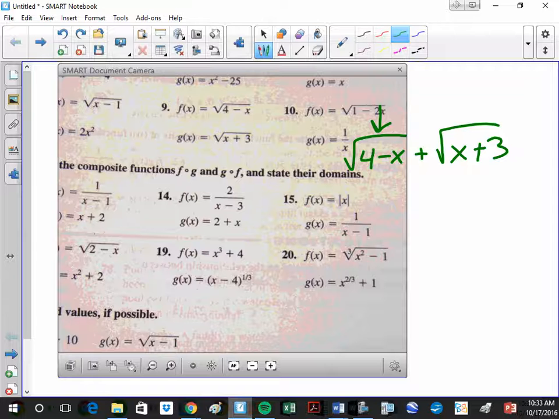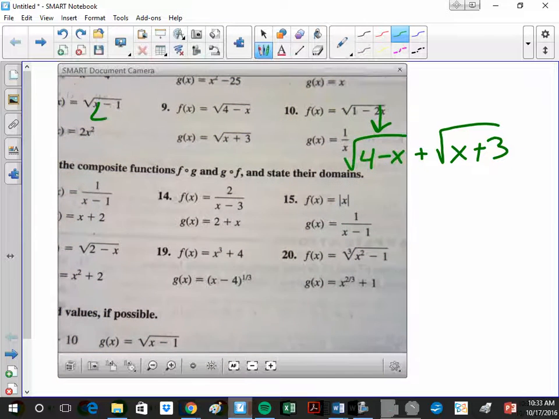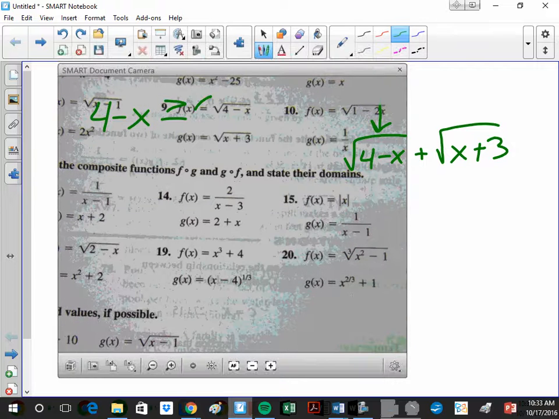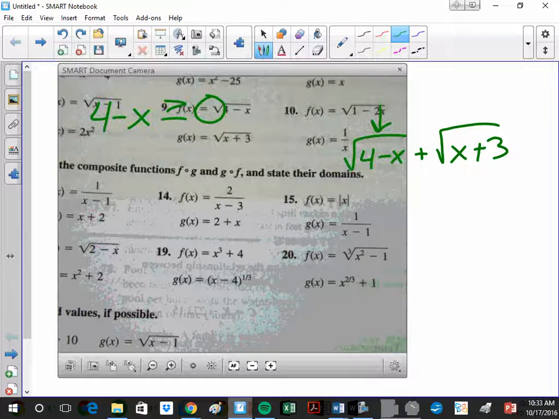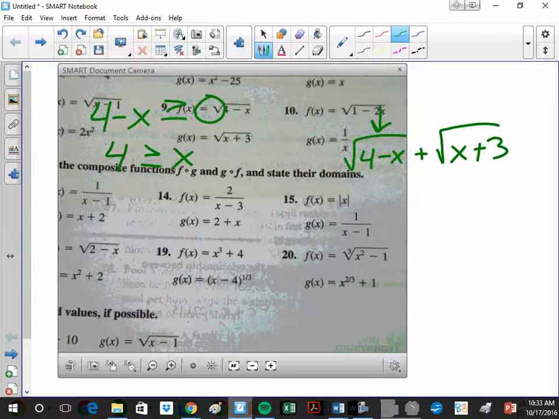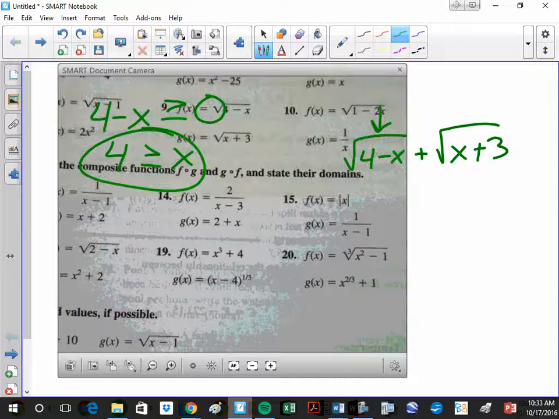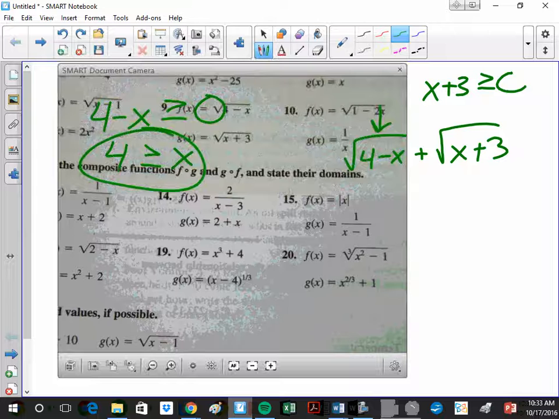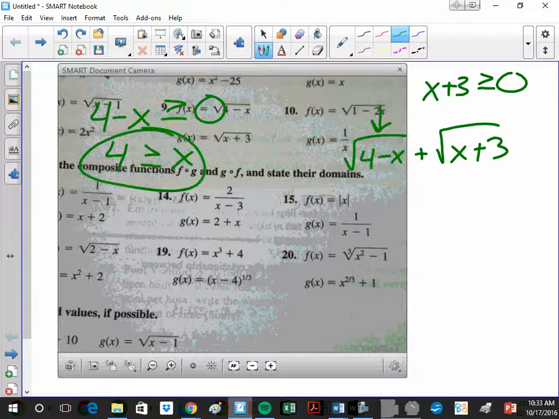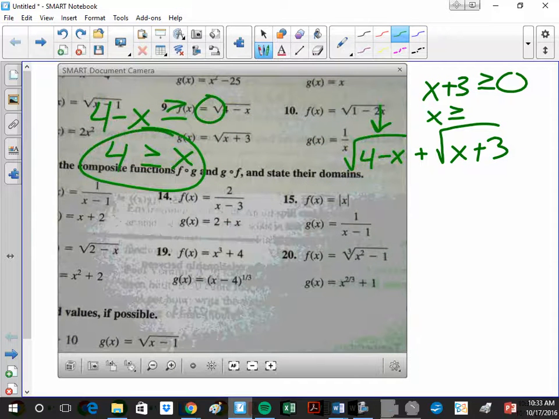And in general, what we do is take the stuff on the inside and say it has to be greater than or equal to 0. So 4 minus x needs to be bigger than or equal to 0. We could add the x. 4 is greater than or equal to x. Or you could subtract the 4 and times by negative 1 and flip the inequality. So here, x has to be smaller than or equal to 4. But on the other side, x plus 3 has to be bigger than or equal to 0. When we subtract 3, x is greater than or equal to negative 3.